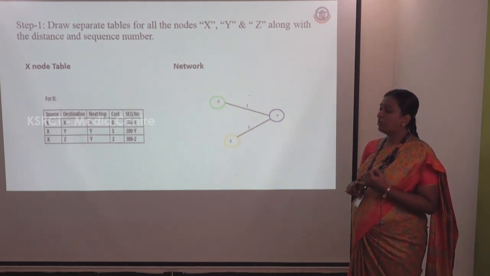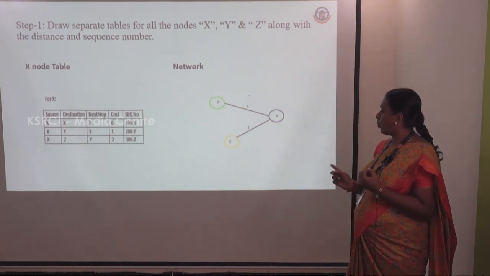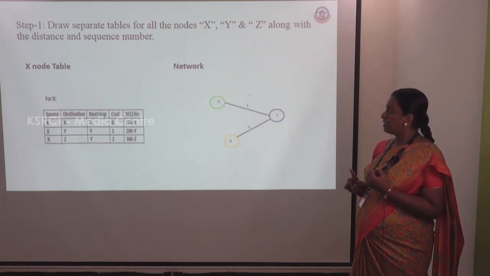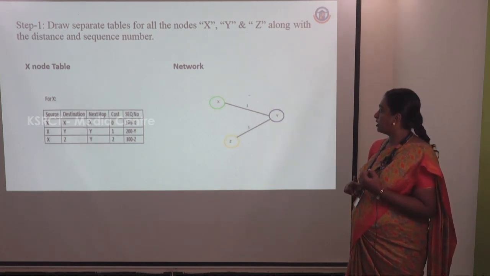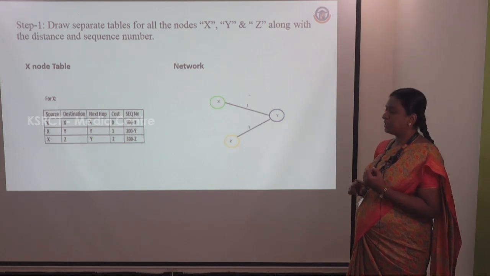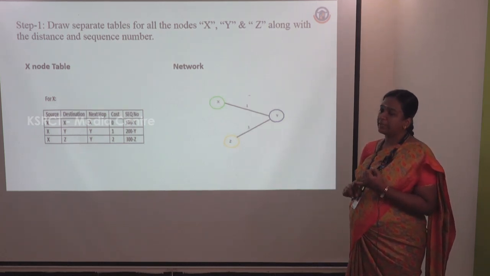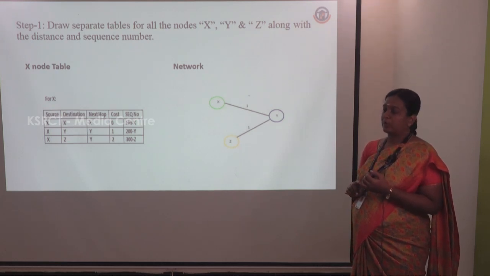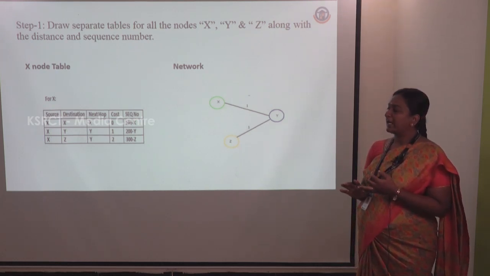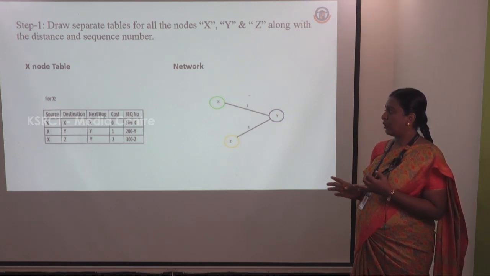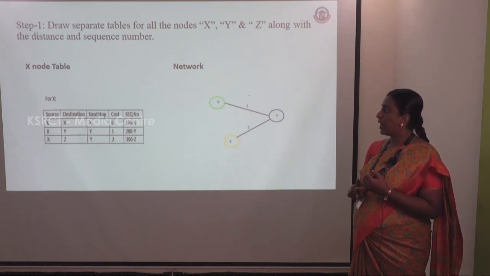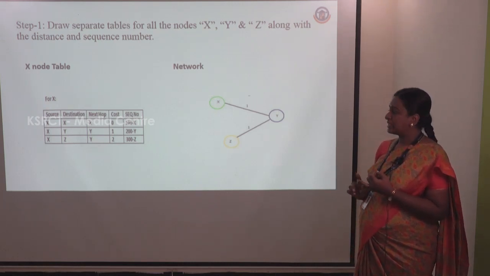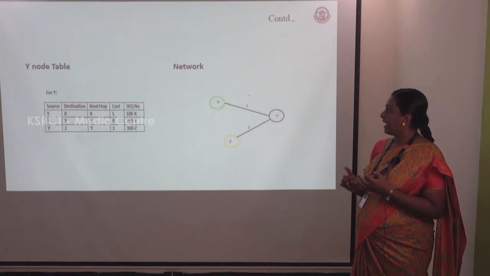Next we check the X node with Y. X to Y, there exists an edge of cost 1, so the cost is 1. What is the next hop? There is no intermediate node between X and Y, so the next hop here is the Y node. The destination node is also taken as the next hop. So X is the source, destination Y, next hop Y, and cost is 1. Then the sequence number.